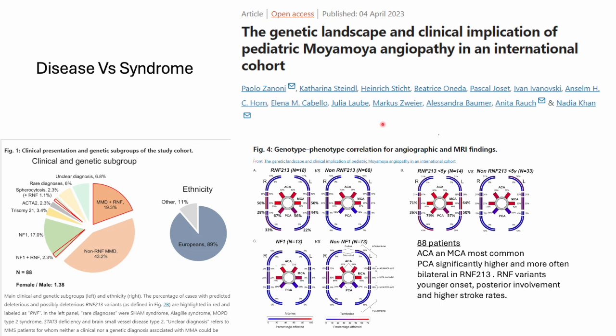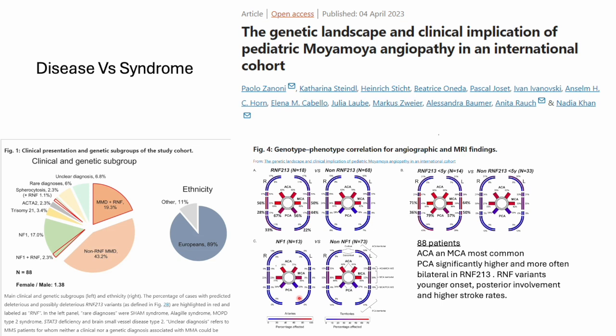Now, what I found very interesting as a radiologist was the genotype-phenotype correlation for the angiographic findings. So what was found in the 88 patients that they saw, is that when a child has moyamoya arteriopathy, the ACA and the MCA territories are the ones that are most commonly affected. And actually, when there is an RNF213 variant, the involvement of the PCAs is significantly higher. So they tend to have bilateral PCA involvement, and they also tend to have a much younger onset of disease. So they have greater posterior circulation involvement and higher stroke rates.